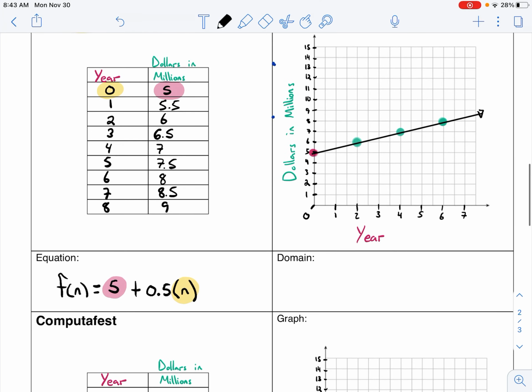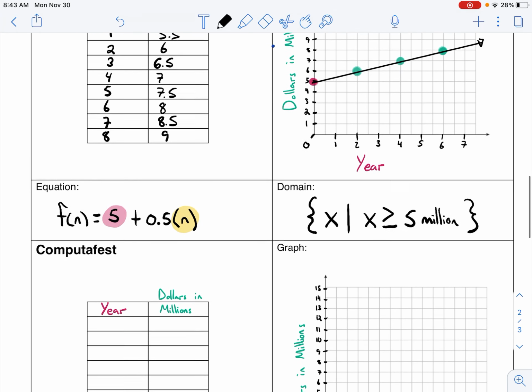The domain is the set of x such that x is greater than or equal to 5 million. It's always going up, it's not going to be less than. We started at 5 million, but it can increase from there.